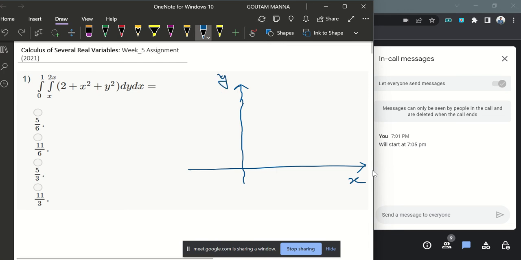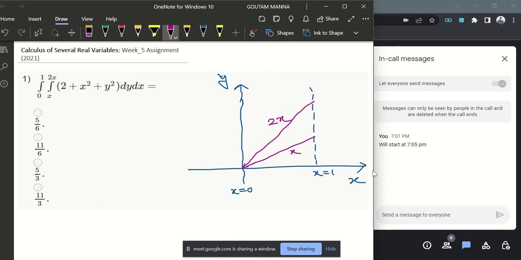X y, so this is x is equal to 1, let's say, x equals to 0, and this is x, and this is 2x. So it is a region of type 1. You can call it phi 1x equals to x and phi 2x equals to 2x. So you are asked to find out this integration in this region.